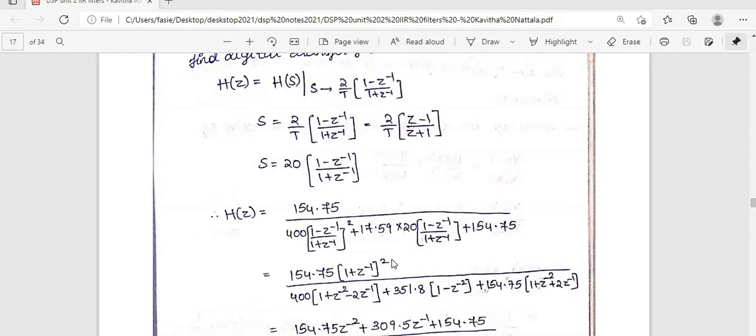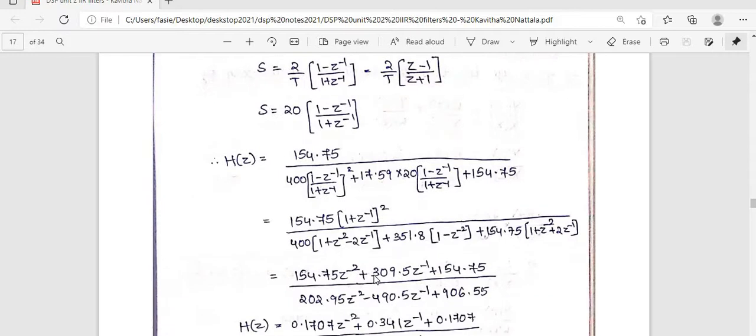Take an LCM and cross multiply. (a minus b) whole square here, and here also (a minus b) whole square. If you expand, a square plus b square minus 2ab. Here also a square plus b square minus 2ab. The whole denominator we are shifting into the numerator, so the numerator will be (a plus b) whole square. So a square is 1, and 1 into anything will be 1. B square is z power minus 2, as it is. Plus 2ab, 2 into z power minus 1. So 2 into 154.75, if you multiply, you will get 309.5.